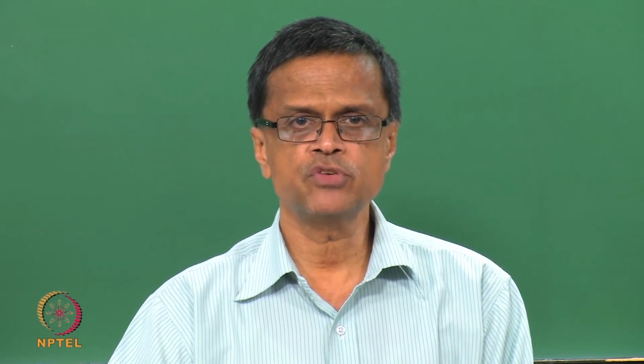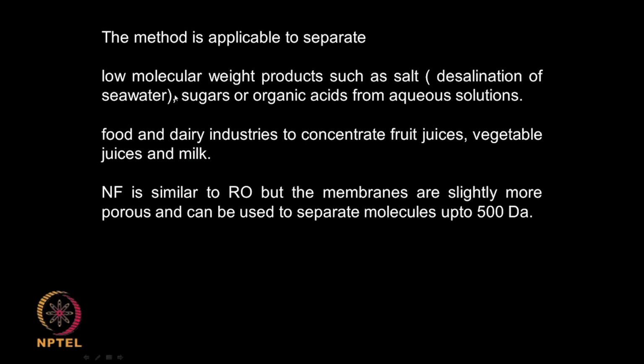So, we can use it for separating low molecular weight products such as salts, desalination of seawater, sugars, organic acids from aqueous solutions. It is used quite a lot in food and dairy industries to concentrate fruit juices. That means I can just remove whatever little amount of water is present in my fruit juice. We can use it for vegetable juices. So, I can operate it at room temperature; I do not have to heat up the fruit juice to remove the water. That is the advantage of reverse osmosis, but the running cost is high.